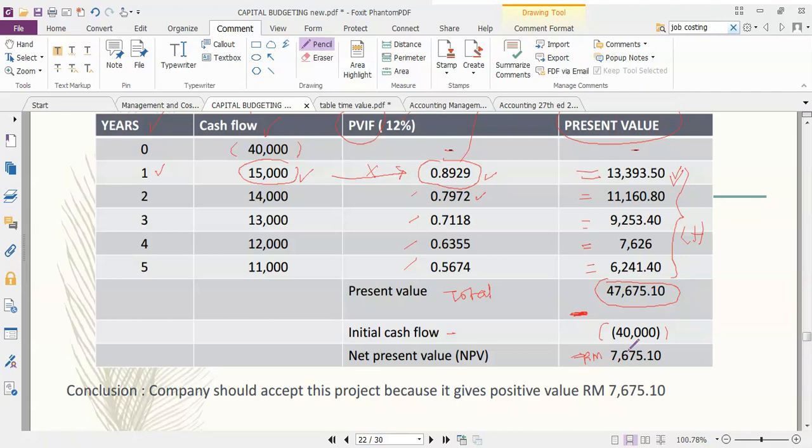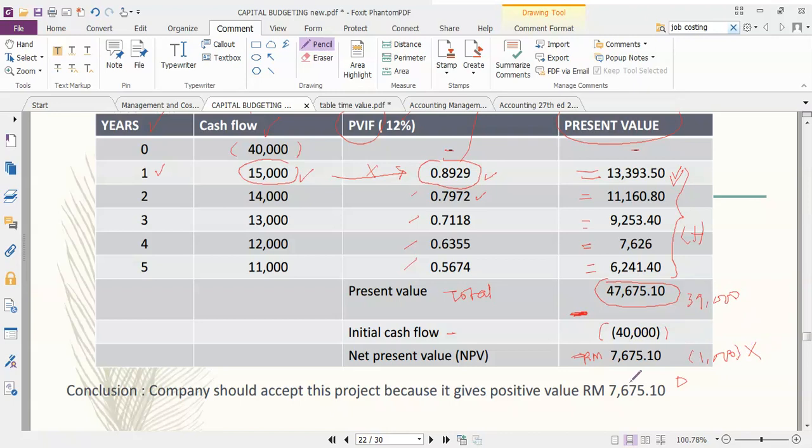Okay, so if you look here at the net present value, okay, the amount after we deduct is 7675.10. Okay, is the value negative or positive? Positive, of course, positive, okay, because the amount is more than 0, right? 7675 is more than 0, and then positive value. If negative, means that the present value is lower than the initial cash flow. Okay. For example, if the present value is 39,000, so you minus with 40,000, of course you got the 1,000 minus. Okay, that is not good net present value. Okay, the company will not choose the negative amount.